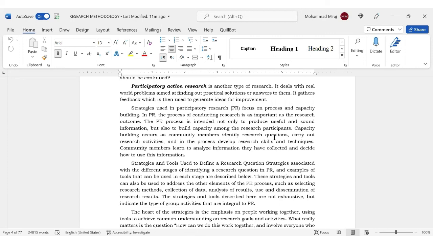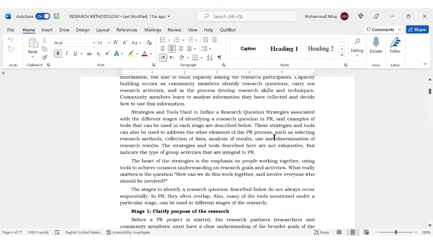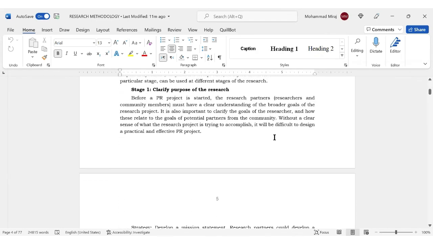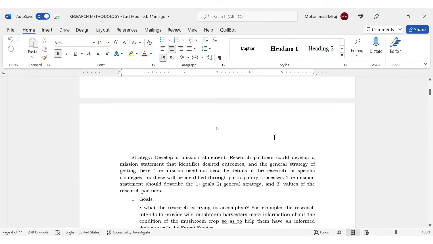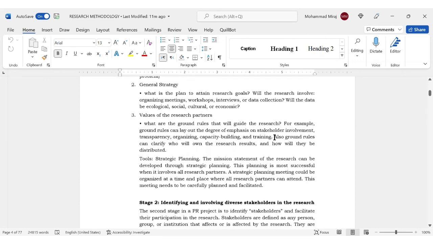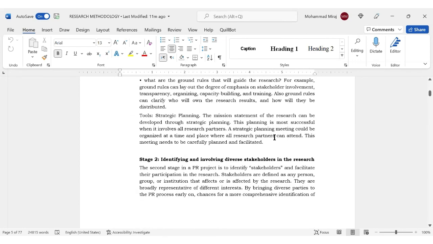Is it clear? Okay, so based on this, there are various stages. Stage 1 is clarity: clarify the purpose of research, why you want to do it, what the goals are, what the general strategies are, and the value of the research participant. We will discuss all the stages in detail in the next class. Is it clear?